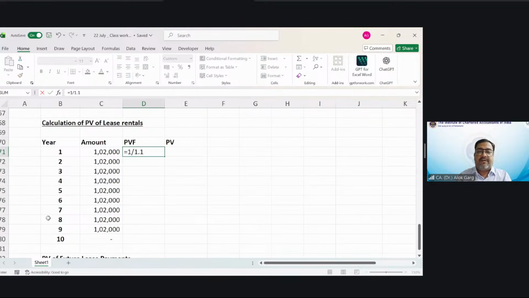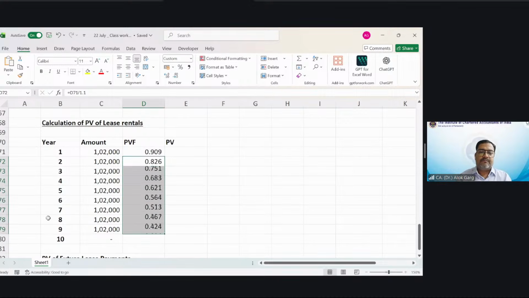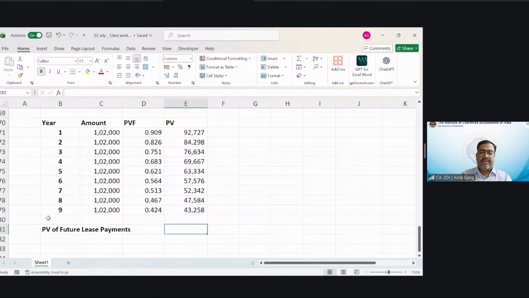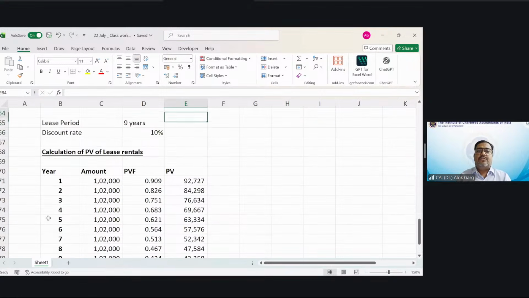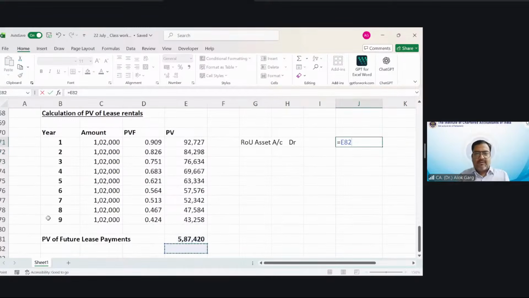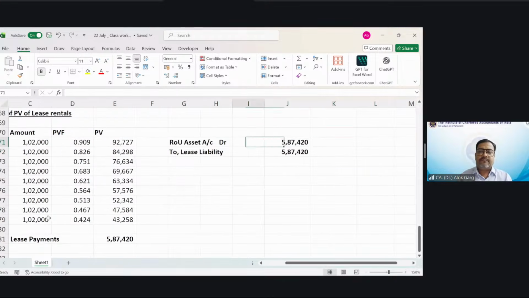It is end of the year, so 1 divided by 1.1, right? What is my present value? Okay. What is my lease liability? 587,420. So what will be the accounting entry? ROU asset account debit to lease liability. Then this ROU will be depreciated.